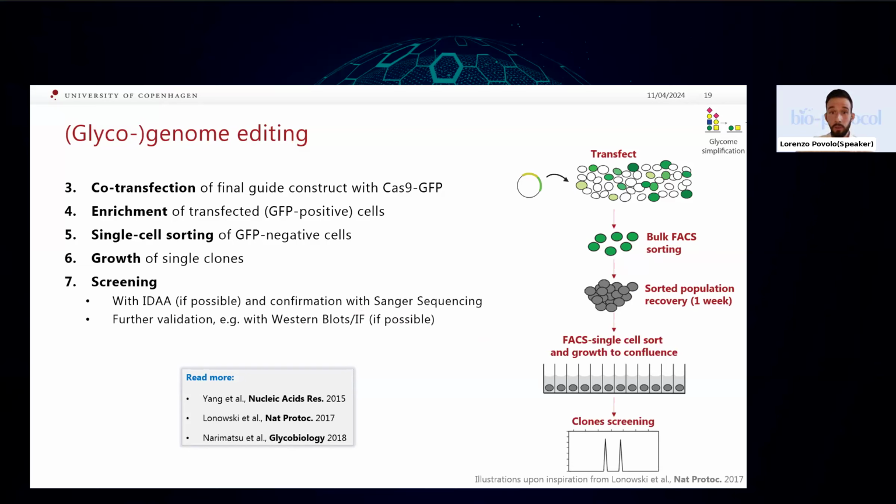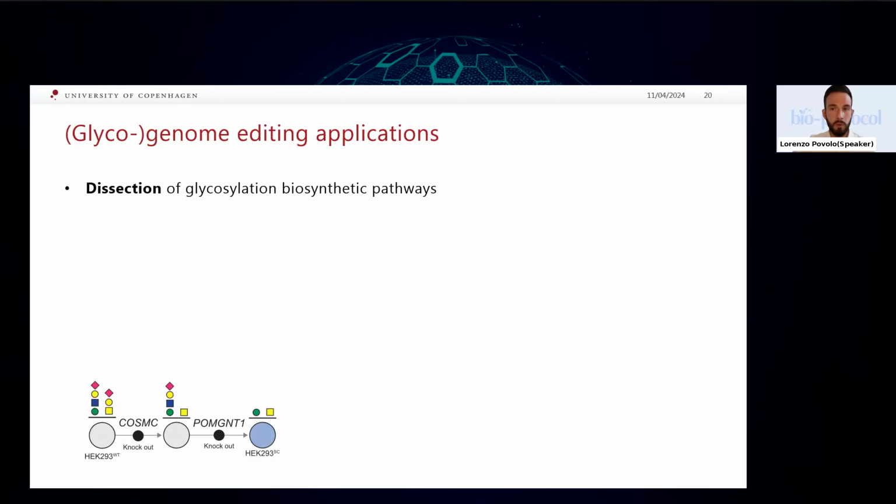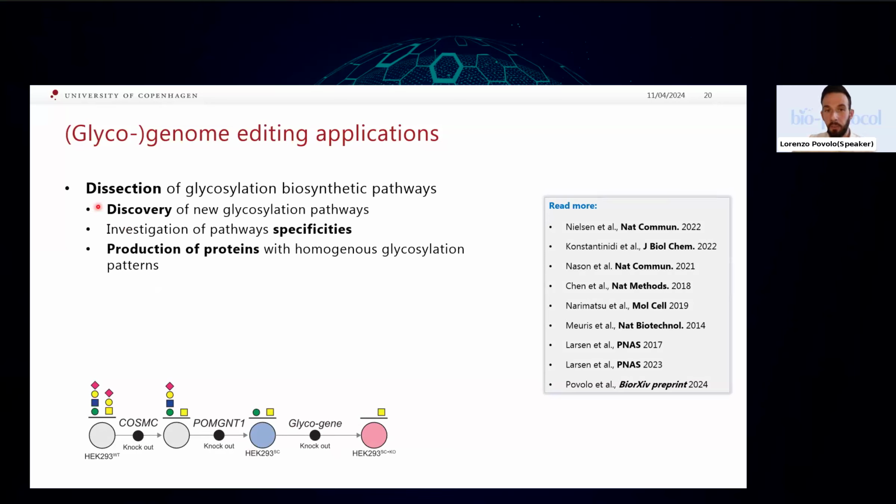So genome editing tools, as mentioned, have not only been applied to the simple cell technology, but also to the dissection of glycosylation pathways, for example, in human cells. Typically what we will do is generate a knockout of a glycogene, for example, on a simple cell background, that should abolish a specific type of glycosylation. Or then approach the discovery, for example, of new glycosylation pathways. We have also used this approach to investigate specificities of different pathways, or produce reporter proteins, for example, with a homogeneous glycosylation pattern. More on these references here.